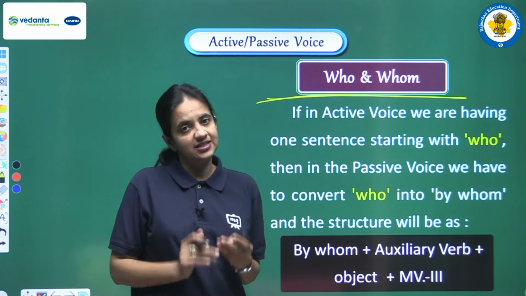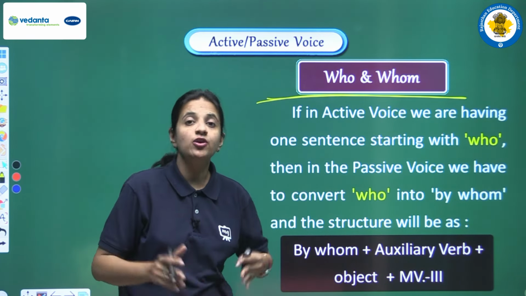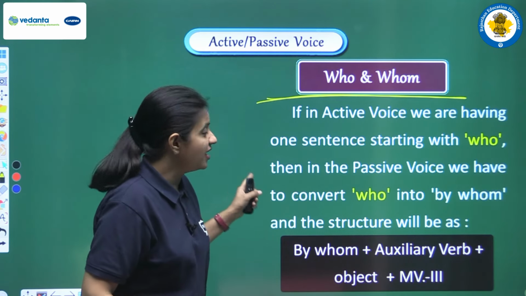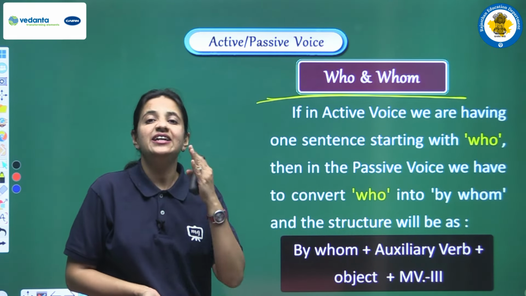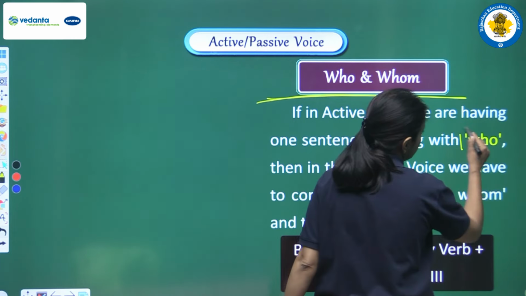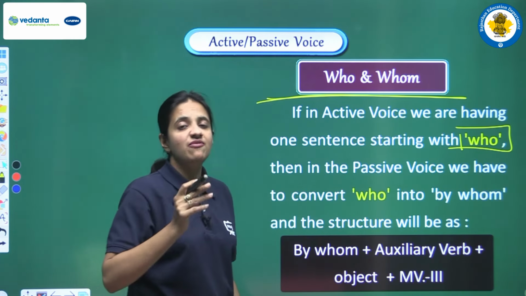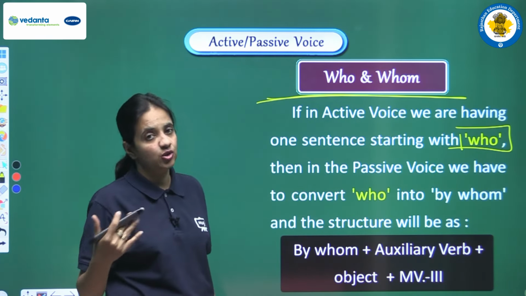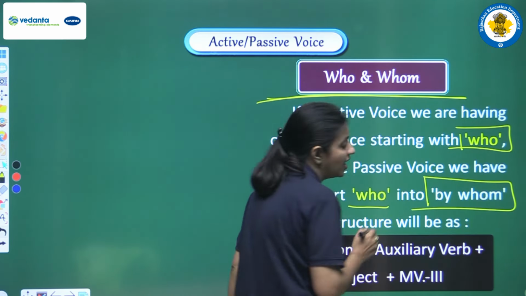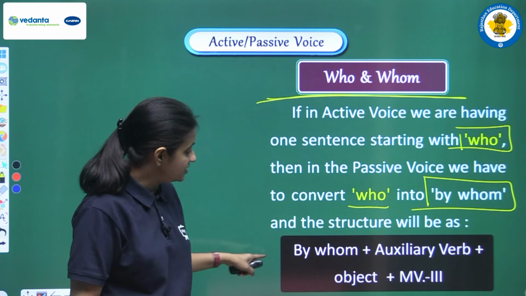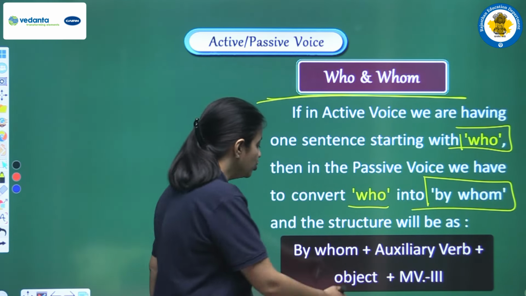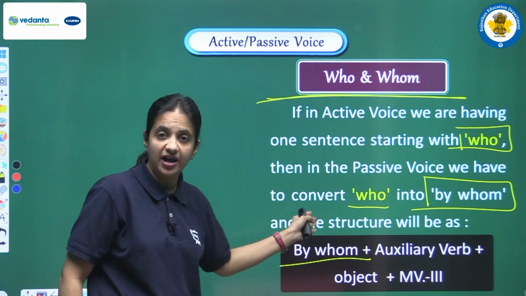So first of all, it is clear that if we have "who" in the beginning, then that is an interrogative sentence, right? So if we have an interrogative sentence that starts with "who", and when we are converting that sentence into passive voice, then yes, we have to convert "who" into "by whom". Okay, and this is the structure that we have to follow at that time. So yes, "who" will be converted into "by whom".